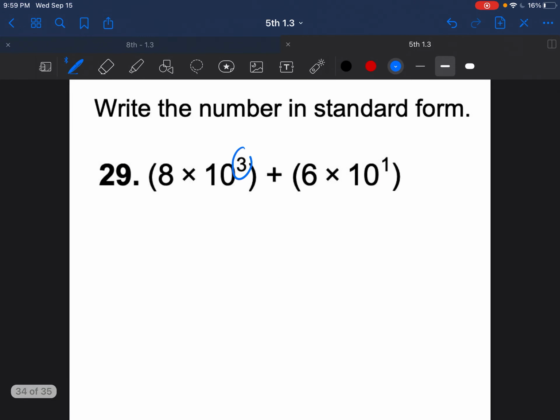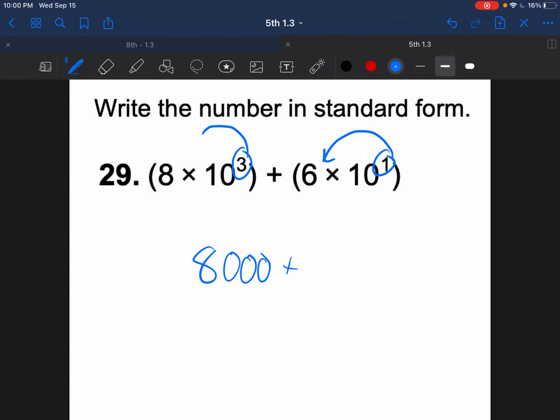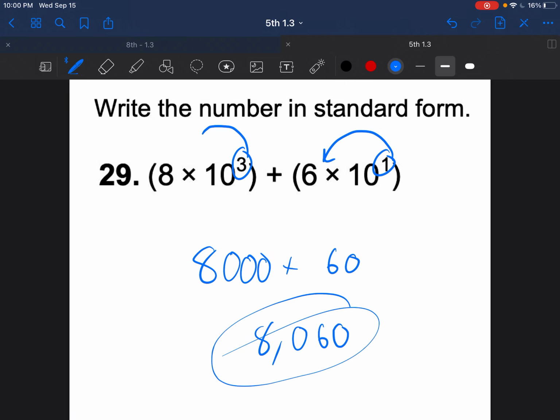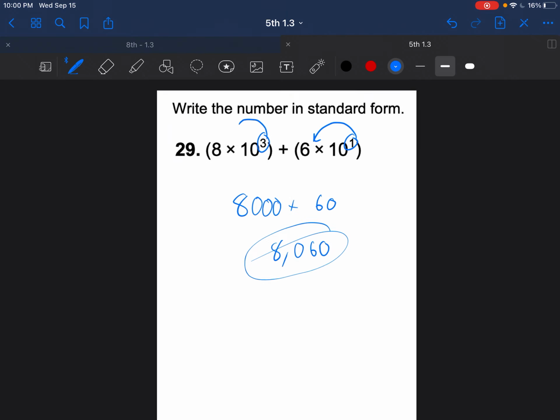29. All right. Remember, press pause, copy down the question, and then we will solve it. How many zeros should that 8 have? It should have 3 zeros, so that's 8 with 3 zeros. Plus, well, how many zeros should this have? 1 zero, so that's 60. So what is 8,000 plus 60? Well, let's add it together. So this should be 8,060. Good job. Let's do the next one.